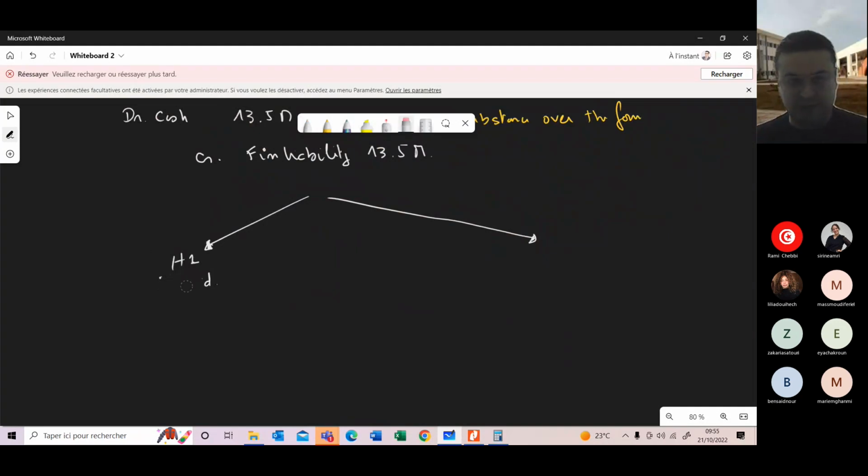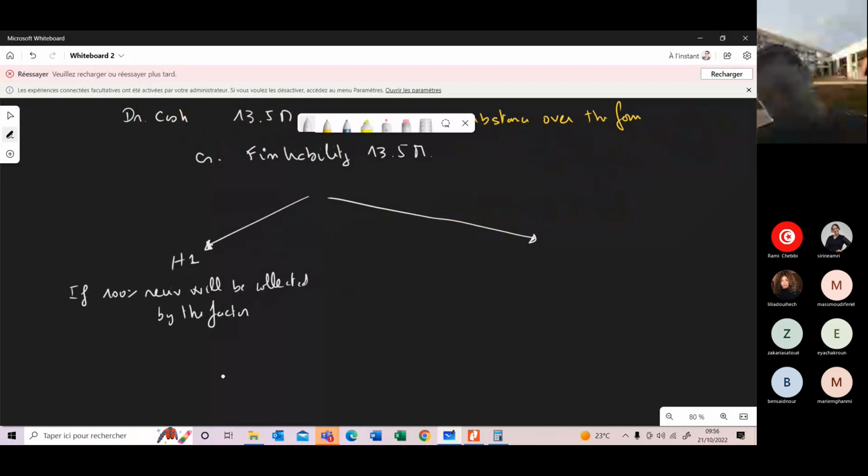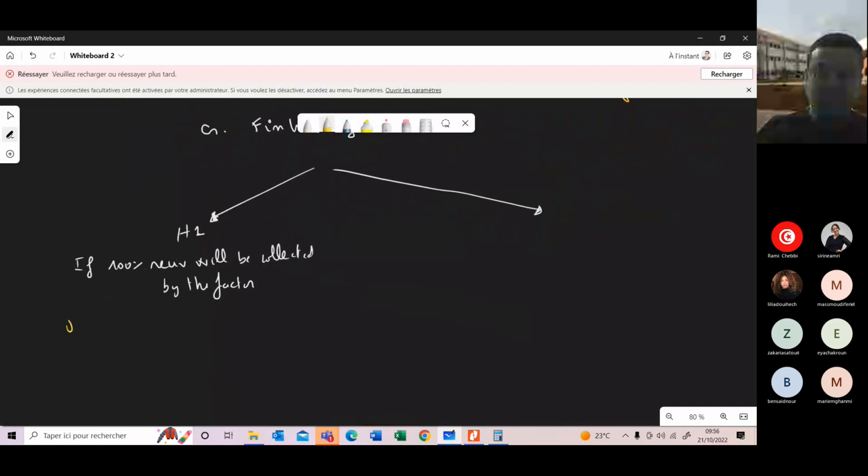Okay, let me write this clearly. If the 100% of the receivable will be collected by the factor, what is the journal entry to record? What is the journal entry? مش عند الفactor. The journal entry.